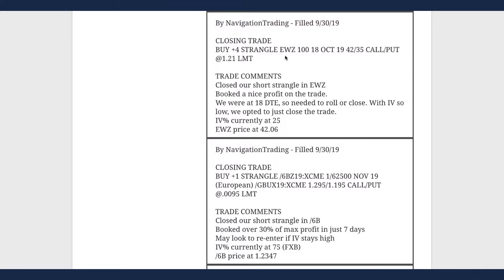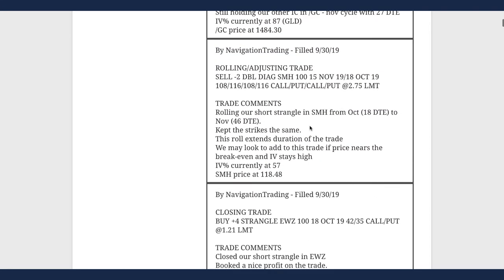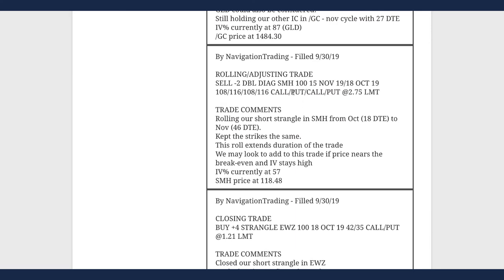Next trade was a closing trade in EWZ. So we closed out our short strangle in EWZ. Booked a nice profit on the trade. We were at 18 days to expiration, so we needed to either roll or close that. And with implied volatility as low as it was in EWZ at the time at 25, we went ahead and just closed that out.